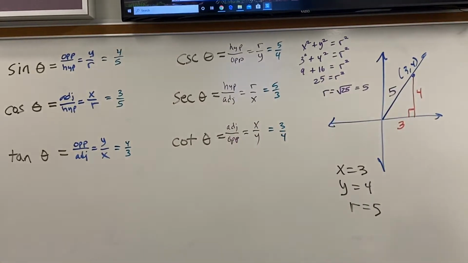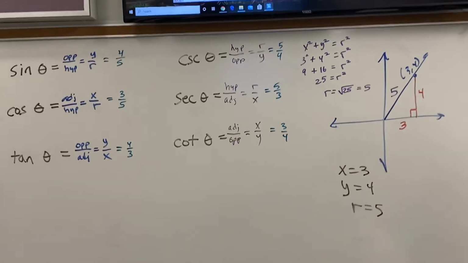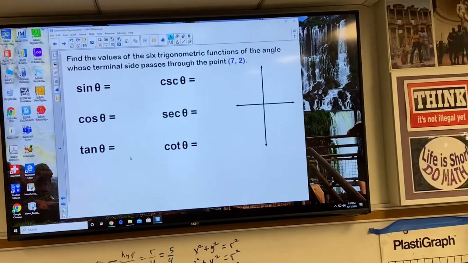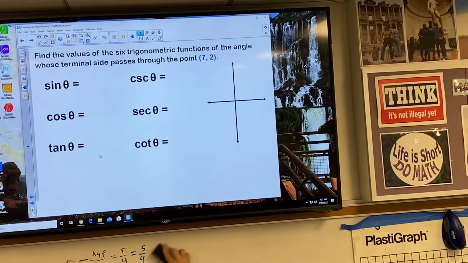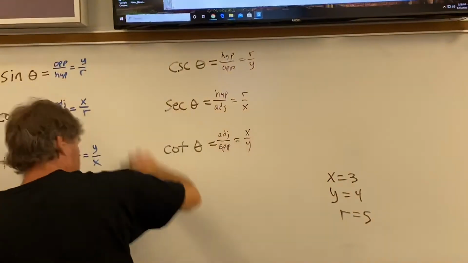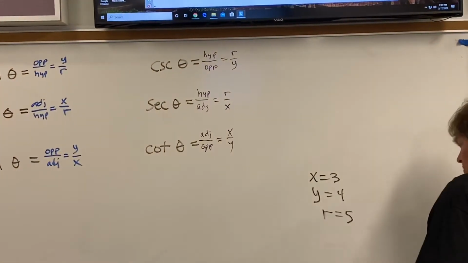It's the same thing except I'm just changing the point. It's not going to be 3, 4 anymore. In this case, it's going to be 7, 2. So this point is going to become 7, 2 instead of 3, 4. So let's see how that works. Erase these guys. Okay, 7, 2.